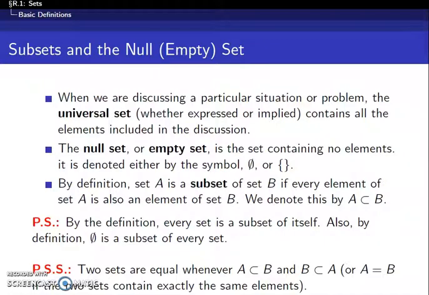Two sets are said to be equal whenever A is a subset of B and B is a subset of A. If both those statements are true, then the two sets are said to be equal. Another way of thinking about this is A equals B if two sets contain exactly the same elements. Every single element of A is also in B, and vice versa, every single element of B is also in A, then the two sets are going to be equal.